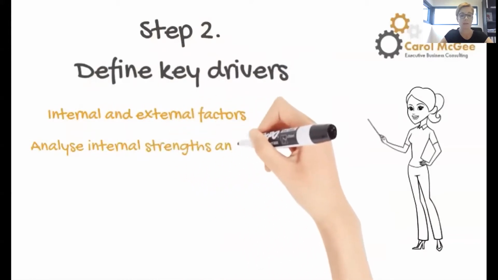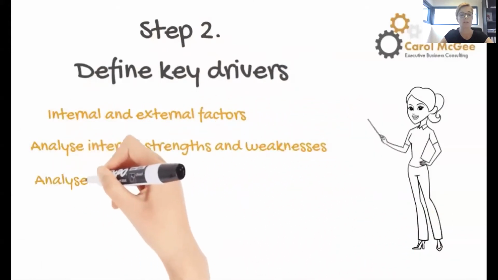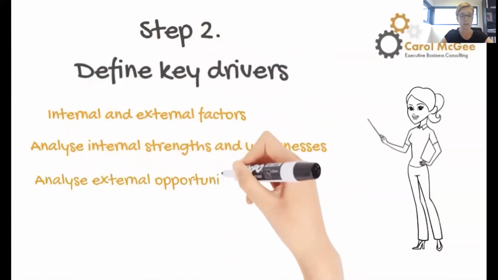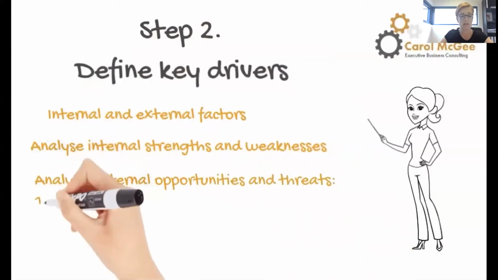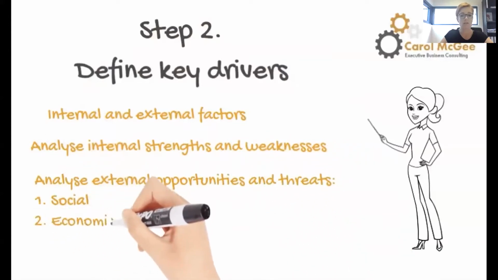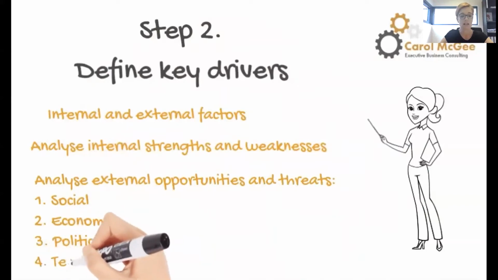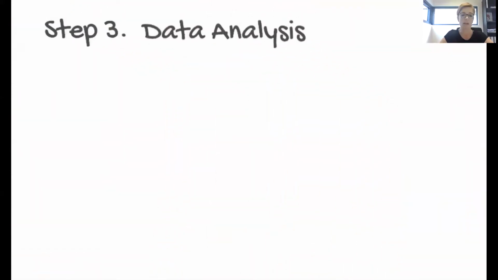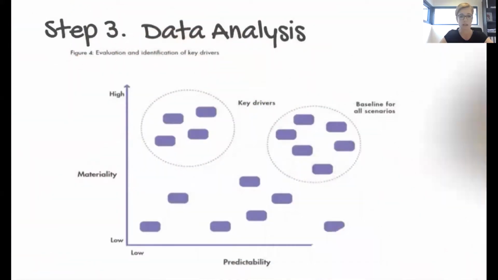The next step is very important, that's to define the key drivers of your business. And this is where you need to look at your internal strengths and weaknesses and your external opportunities and threats. So you're essentially doing a context analysis to see what the essential key drivers are for your business over the next 2 years. So you look at social, economic, political, and technological external factors when looking at your opportunities and threats. And then your internal will be HR, finance, and marketing.